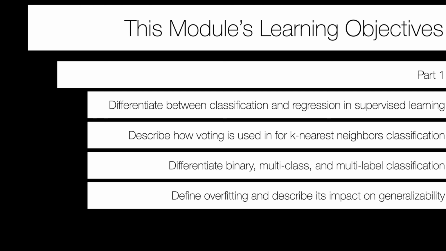But for now, these are the things we've talked about. You should now have a sense of what's different between classification and regression and supervised learning, how voting works for k-NN, the different kinds of classification tasks for binary and multiclass, and how multi-label is separate from multi-class, and then what the general idea is behind overfitting, why we want to avoid overfitting, and how it might impact the generalizability of our models.